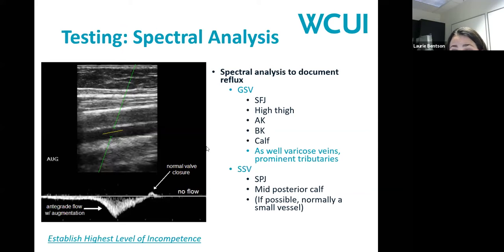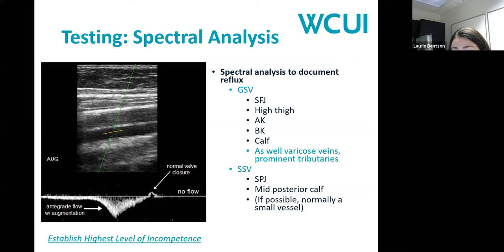Now we're going to talk about spectral analysis and how we use this to evaluate for reflux. This is what we should typically see. We have the flow going in one direction. This is evidence of augmentation. And then we see a little bit of normal valve closure. So the valves are coming together, coapting, to prevent blood from flowing back down towards the leg. There is a normal reflux, a normal period of time, actually 200 to 300 milliseconds, for those valves to come together. So with ultrasound, we can see that. We can see evidence of physiological reflux.